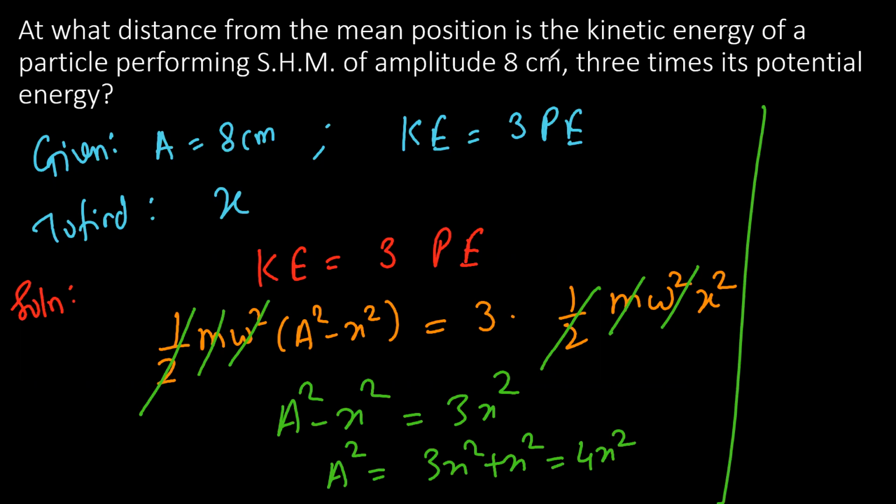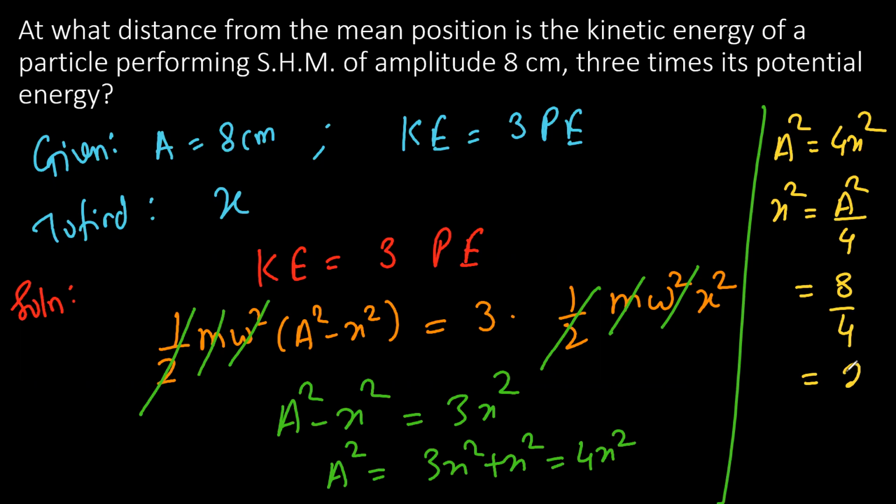So a square is 4x square. What is x square? It's a square by 4. a is how much? 8. So it's 8 square, sorry. This one is 8 square by 4. So it is how much? 64 by 4, and that is equal to 16. So this is x square. You know what x is? The square root of 16, that is 4 centimeter.